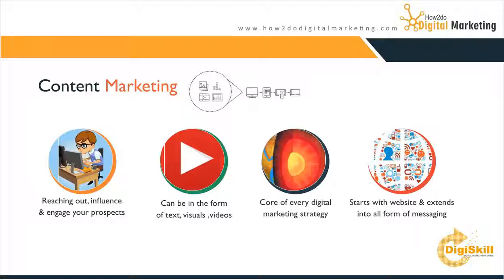So these, my friend, are the 6 components of digital marketing. There's website, there's SEO, there's social media marketing, there's email marketing, digital advertising, and content marketing.